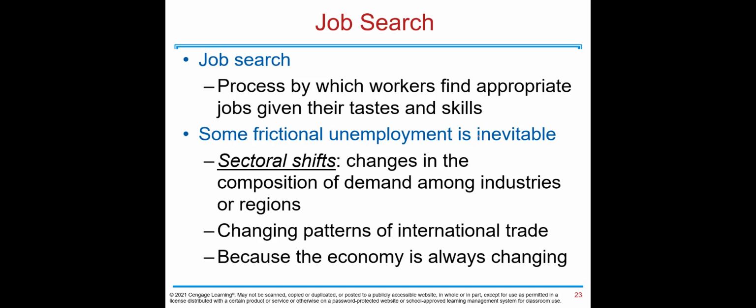We know that because we need time to find the right job, there is always frictional unemployment, and frictional unemployment is inevitable. Sectoral shifts happen in the US economy a lot, which refers to changes in the composition of demand among industries or regions. In the 1980s, maybe manufacturing was in high demand, but then it changed to the service industry in the US, and most of the jobs now are in the service industry. Dentistry, accounting, restaurants are all service industry. So there are sectoral shifts, and because of that, some people will lose jobs and some people find new jobs in the new sectors. And also the reason for sectoral shifts might be changing patterns of international trade. And we know that the economy is always changing, so the sectors are also changing.